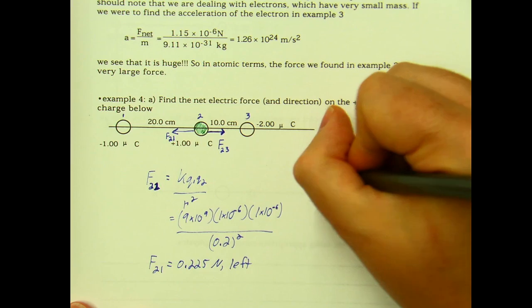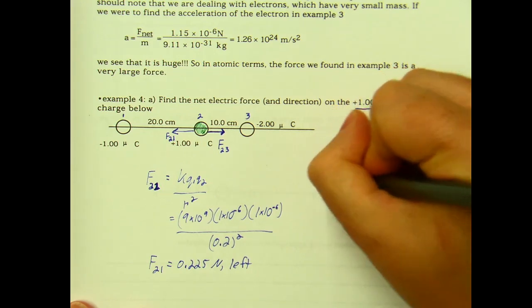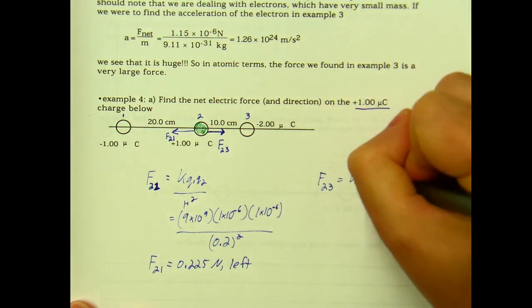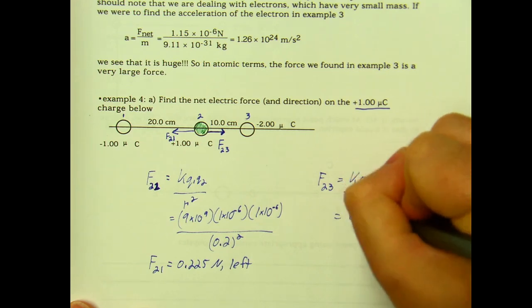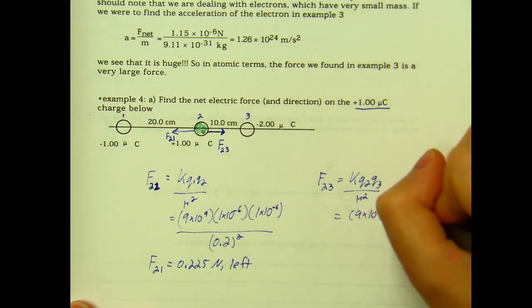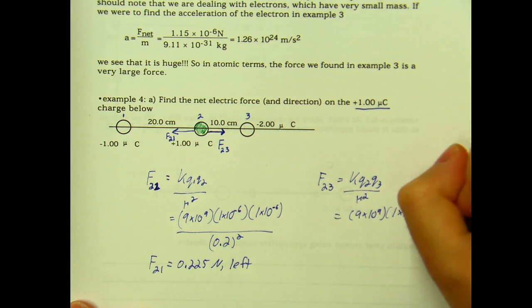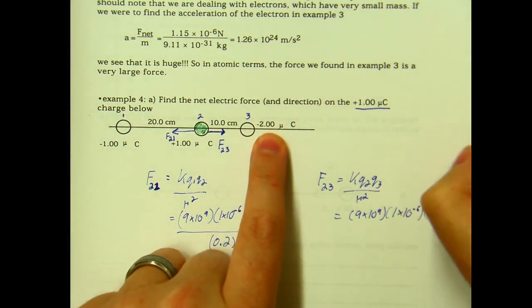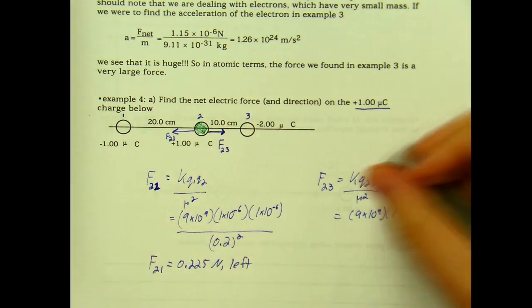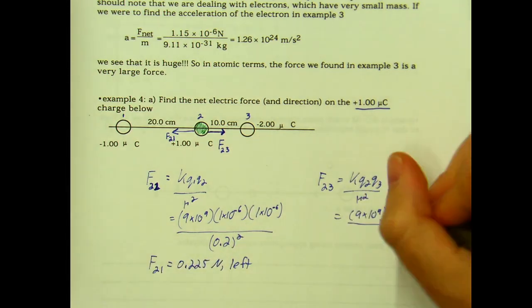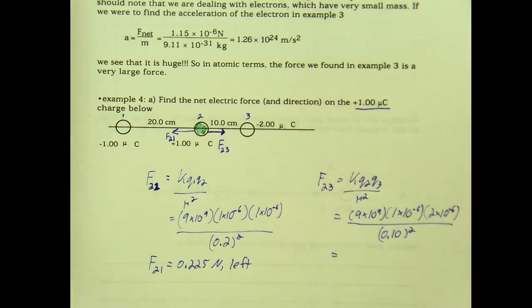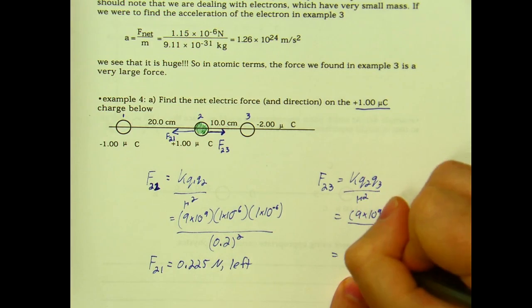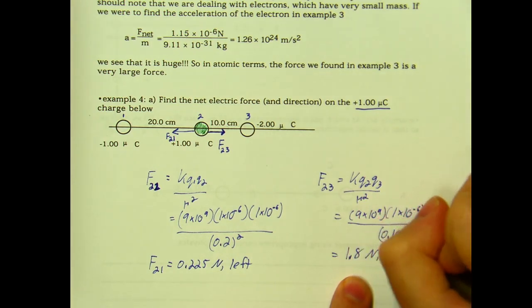So now we can do the force on 2 from 3. So I've got k q2 q3 over r squared equals 9 times 10 to the 9, 1 times 10 to the negative 6, this is 2 times 10 to the negative 6, over 0.10 squared. And what we see here is if you do this calculation, we have a force of 1.8 newtons, and this one is to the right.